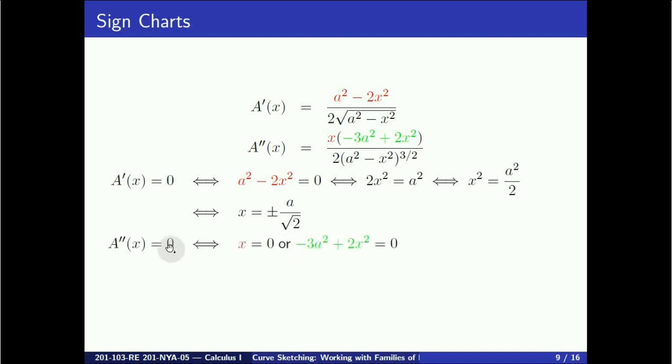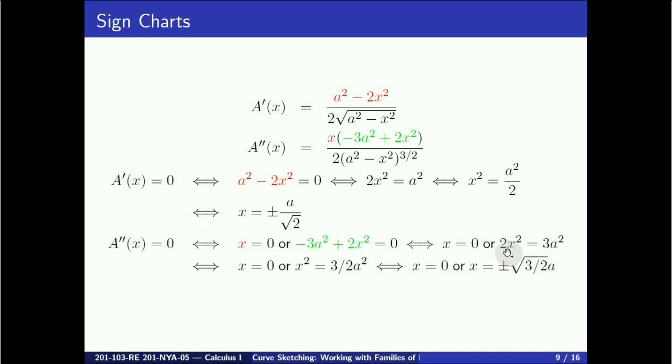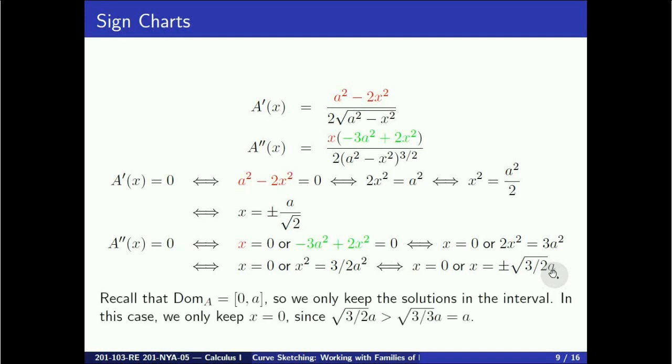A double prime of x is equal to 0 when its numerator is 0. It contains two factors, x in red, and minus 3a squared plus 2x squared in green. Hence, when one of these is 0, the second derivative is 0 as well. So when x is 0, or minus 3a squared plus 2x squared is 0, this makes the second derivative 0. Solving for x gives x equals 0, or x is plus or minus the square root of 3/2 times a. When we only keep the solutions in the interval, the square root of 3/2 times a is larger than a, so the only 0 that we keep is x equals 0.